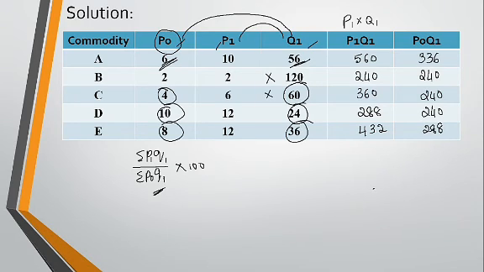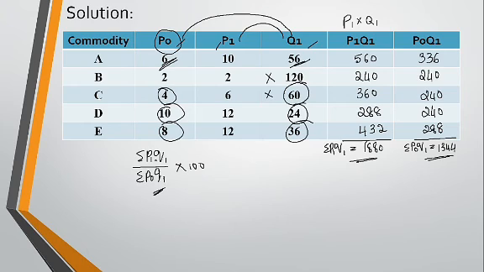Same way as you did in the Laspeyres method. In Laspeyres we considered Q0, the quantity of the base year, as weight. In the Paasche method we are considering the quantity of the current year, Q1, as weight. Now we have to find the totals. When you add all the P1 Q1 values, that will give you summation P1 Q1, which is 1880. And the total of summation P0 Q1 will be 1344.